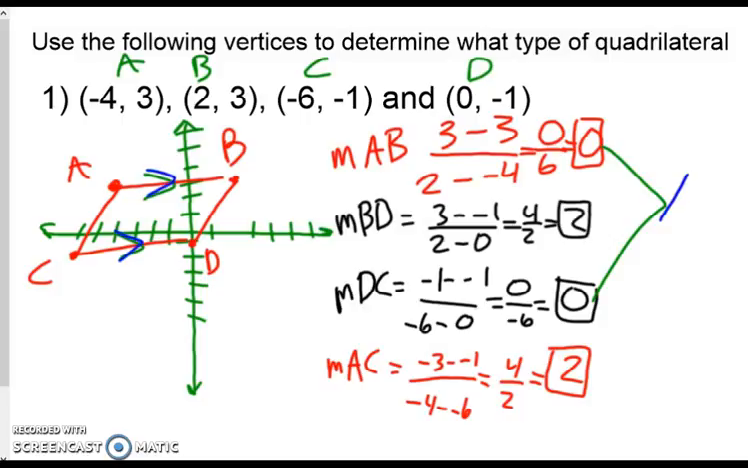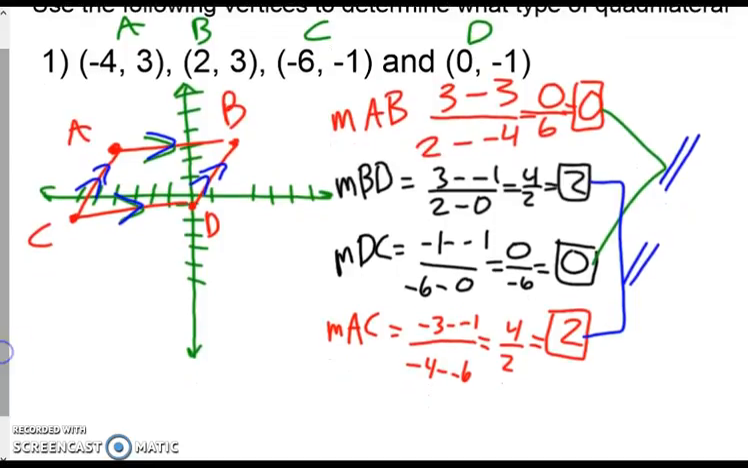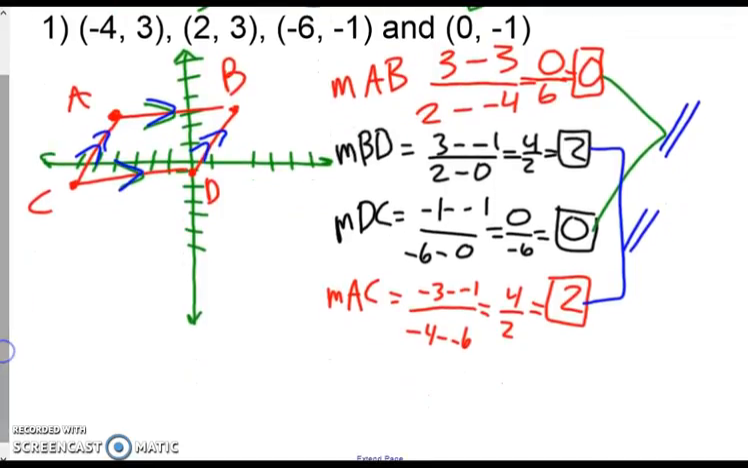Okay, so those give us one parallel side. Those slopes are the same, meaning BD and AC are parallel. So we have right now that it is a parallelogram. We have opposite sides parallel. But it could be something more specific. Maybe it's a rectangle, square, or a rhombus.